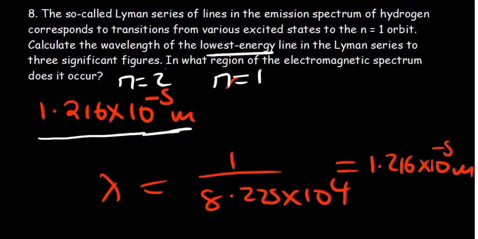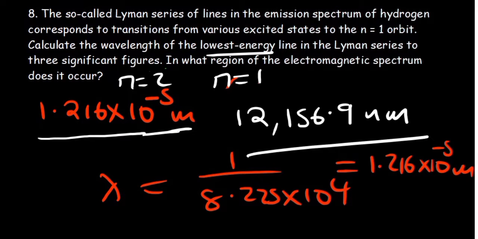So we have 1.216 by 10 to the power negative 5. Then we're trying to take this to nanometers. We multiply by that 10 to the power 9. So we have 12,156.9 nanometers. Okay, so that looks better.